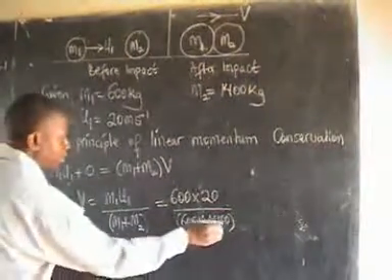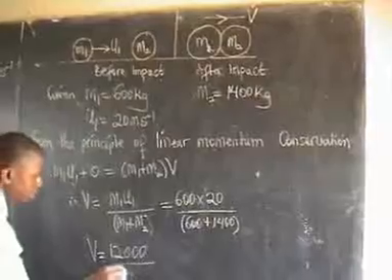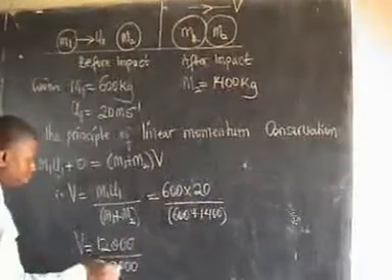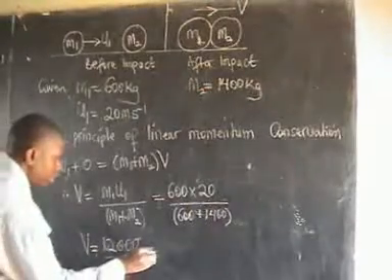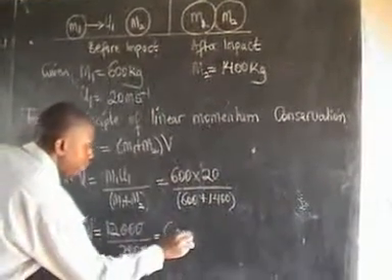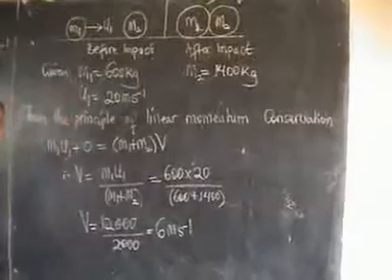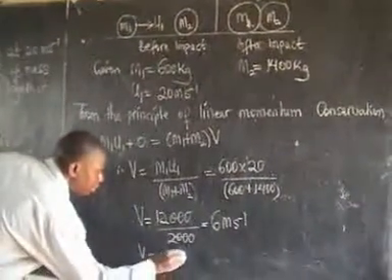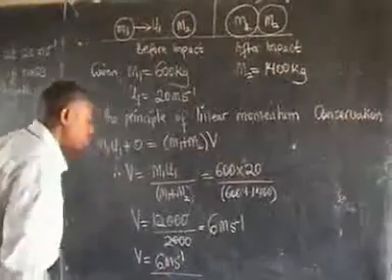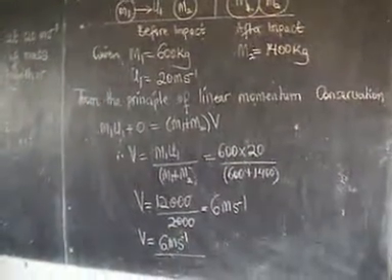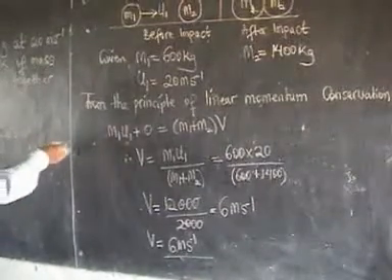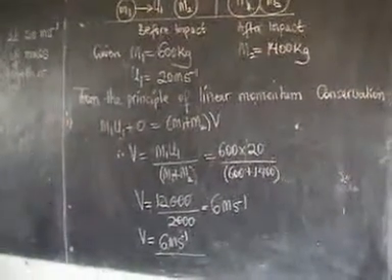divided by 2000. So this is 60 meters per second. So V, that's the common velocity with which the interlocked cars will move. So that is Roman 1.